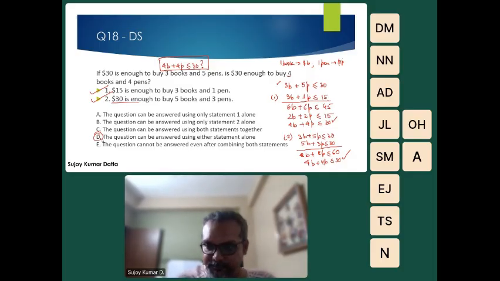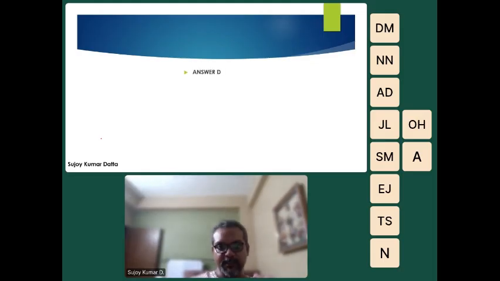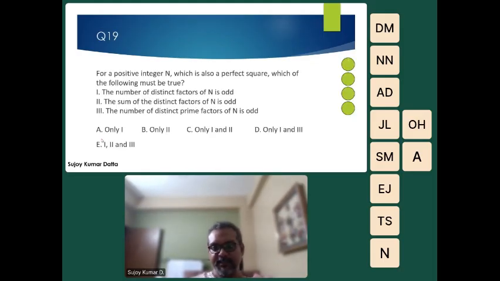I hope this was clear. Would you like to do one more? Then we can do this last one. This is a hard question. Number properties. Only if you know the concepts will you be able to relate to what is being tested.